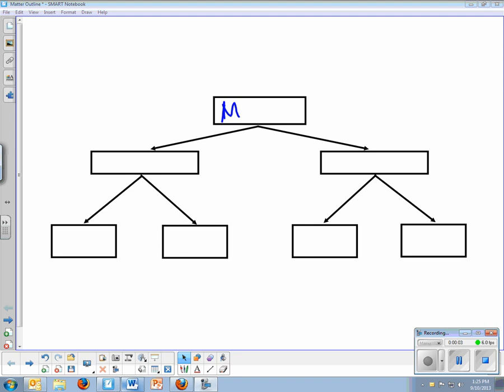This video is on matter and how we classify it. Be sure as you're watching that you take good notes. If you need to pause or rewind, please do so as needed to make sure that you're getting everything written down, but also listening to everything that's being said. We'll start out on the top of our flow chart with matter.